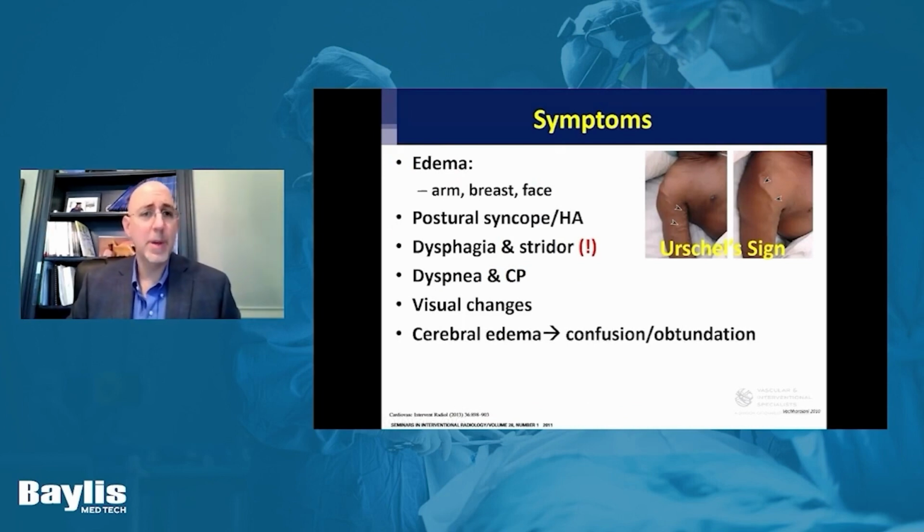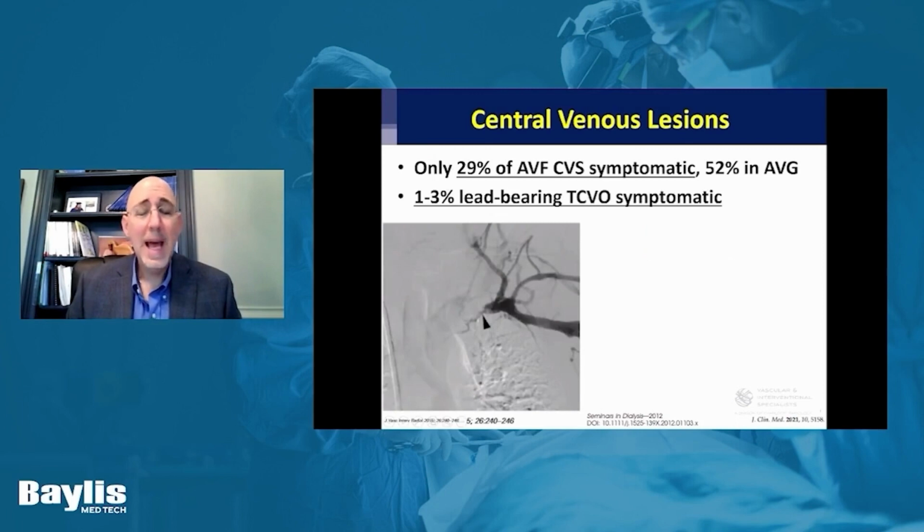When we evaluate these patients, it's important to look at symptoms. Commonly, these patients present with edema, postural syncope. Certainly, dysphagia and stridor can be an ominous symptom of really severe disease. Dyspnea, chest pain, visual changes, and in some cases, confusion. I will remind you that not an insignificant percentage of central venous lesions are actually asymptomatic. In fact, in one study, of patients with fistulas, only about a third had symptoms. In patients with cardiac leads, there are tons of stenoses out there, but actually less than 5% are symptomatic.